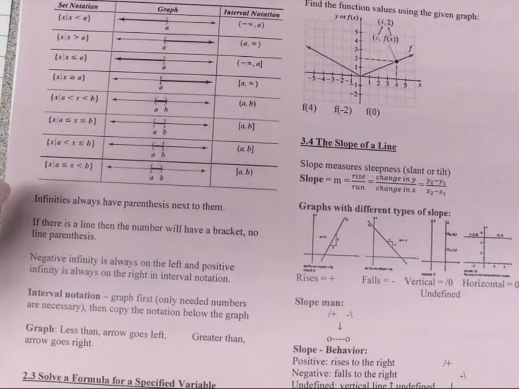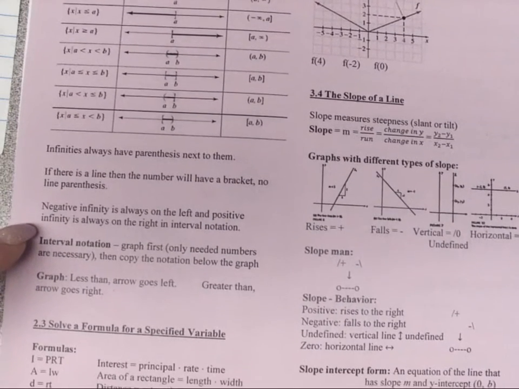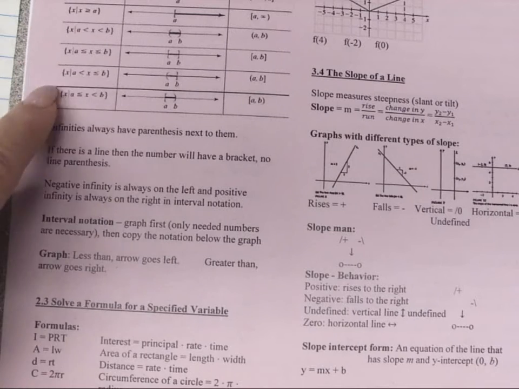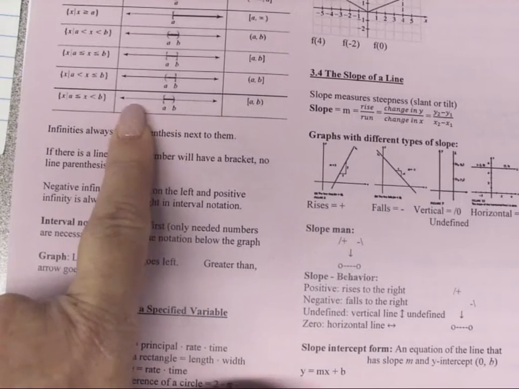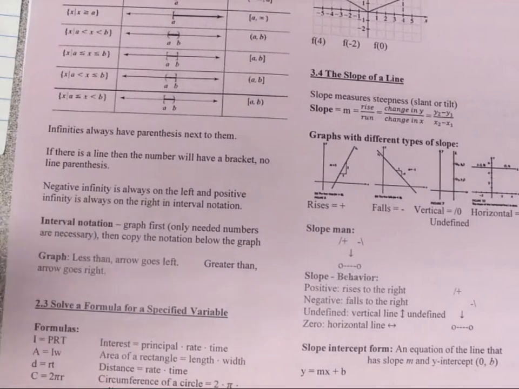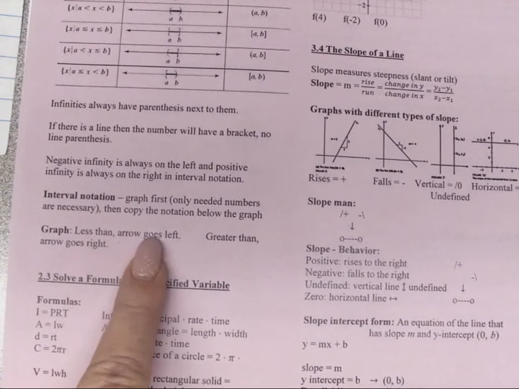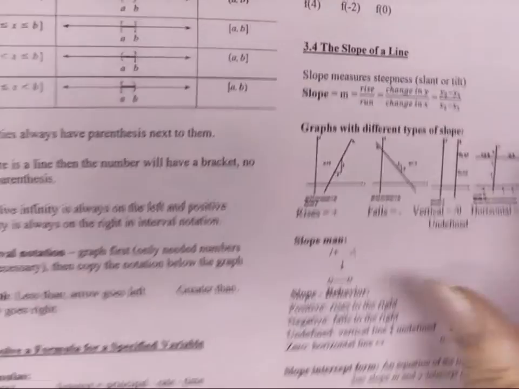So infinities always have parentheses next to them. If there's a line, the number will have a bracket. No line, you'll have parentheses. Negative infinities are always on the left. Positives are always on the right. And it's easier if you graph your answer first, and on those I'll only put the needed numbers, and then you can copy the notation. We're going to do some examples, and you'll see that. For the graph, if it's a less than, the arrow will go left, and greater than, the arrow will go right. So let's do some examples of what we're talking about here.